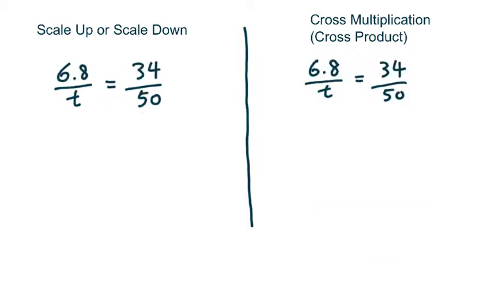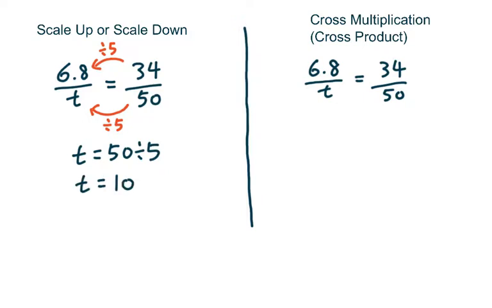The next example is 6.8 over t equals 34 over 50. And this time we want to solve for t, or isolate t. So on the left side, we need to either scale up or scale down. If I go from right to left, I need to figure out what 34 divided by 6.8 is, and that would be 5. So 34 divided by 5 is 6.8. So I will need to do the same for the bottom. That means t equals 50 divided by 5, and t equals 10.